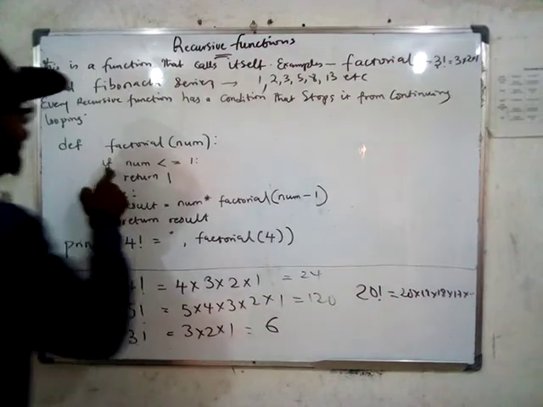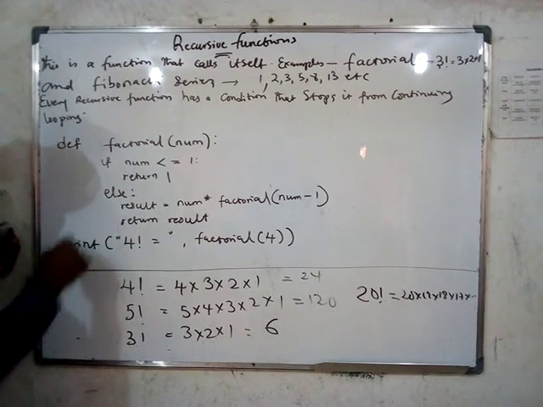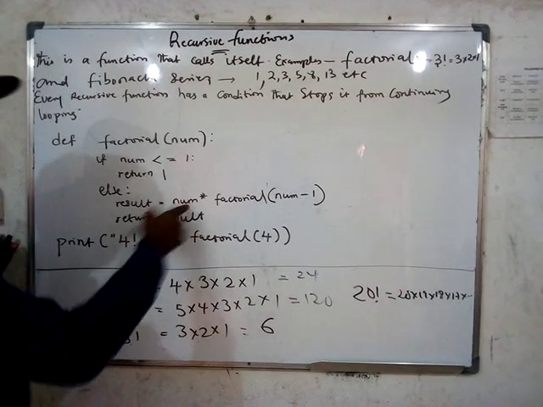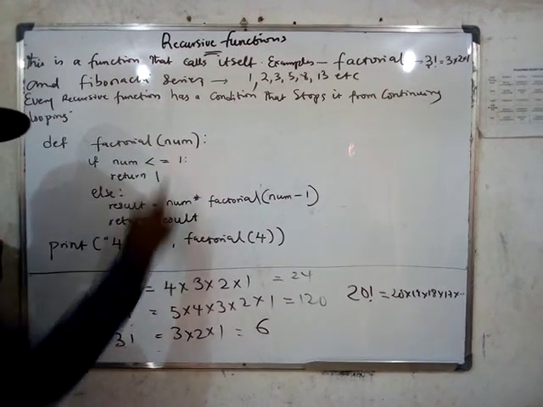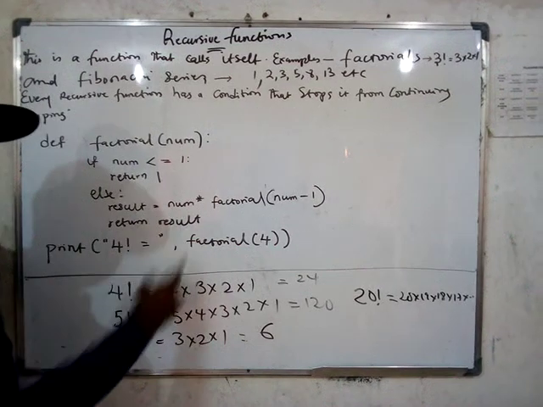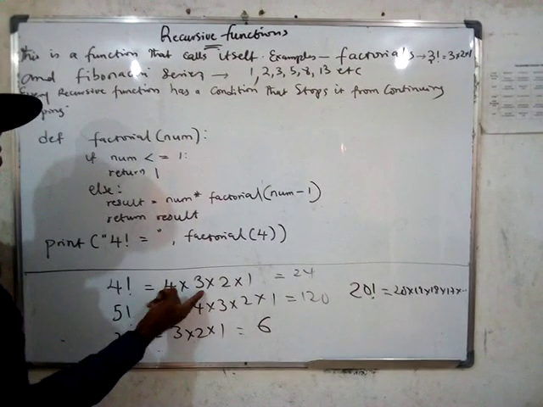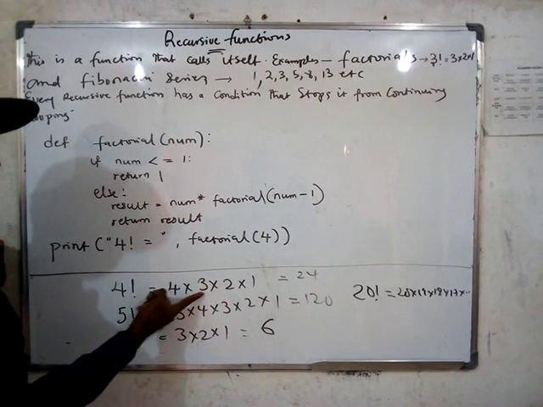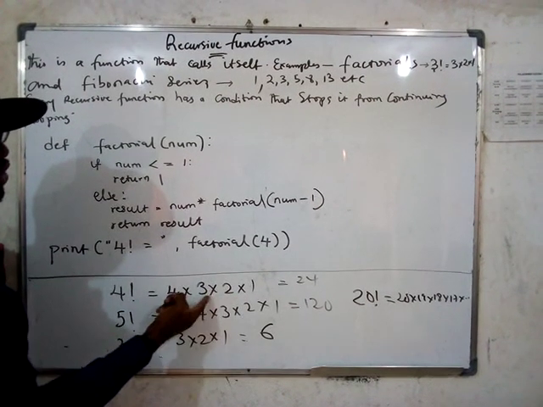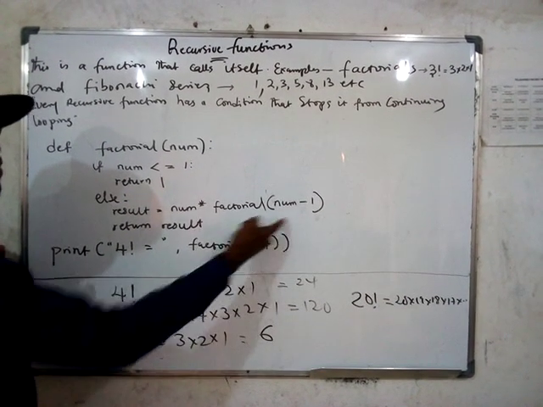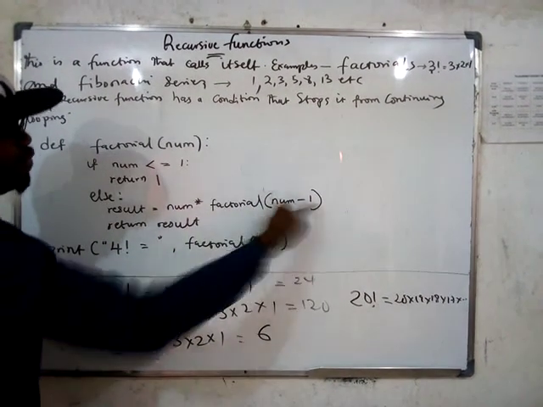So you say if the number you're passing is less than or equal to 1, just return 1. But else, result is equal to num, that very number. If you're finding 4 factorial, num is 4, times num minus 1, which is 4 minus 1, which is 3. But you're not going to stop here. Since you're not going to stop, you want to continue doing num minus 1 downward. You introduce the name of the same function, factorial, before you put this.